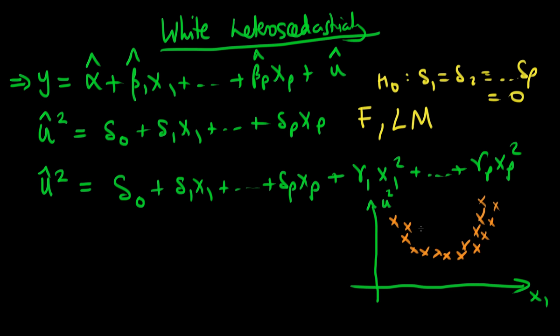So if I have this sort of relationship between my residual squared and one of my variables, or a combination of my variables, then it's probably evidence that there's some quadratic or even higher polynomial relationship between x1 and u squared. And again, that's information which I should be including in my system.